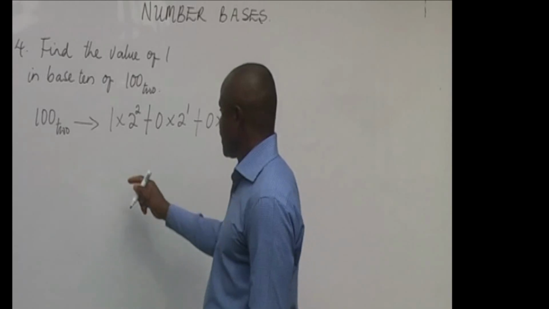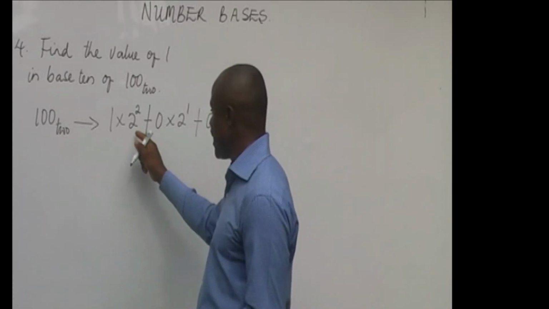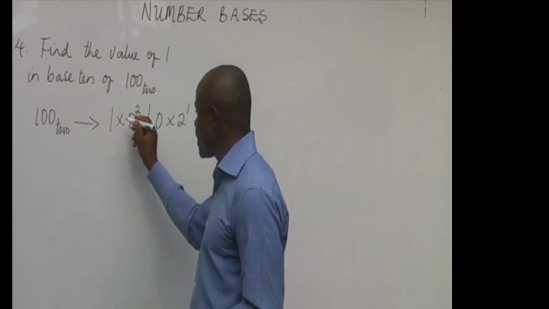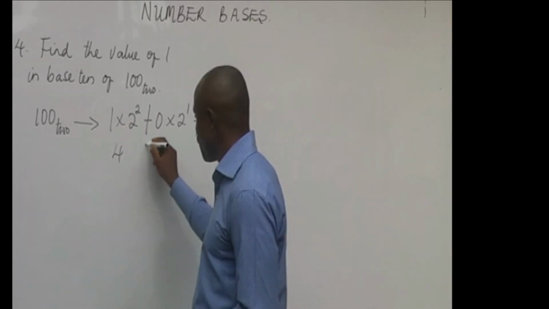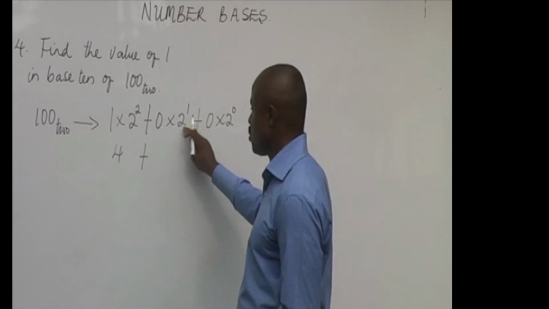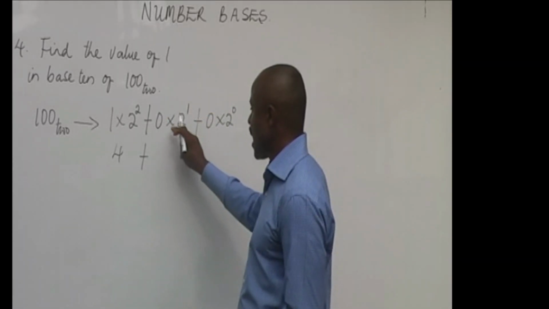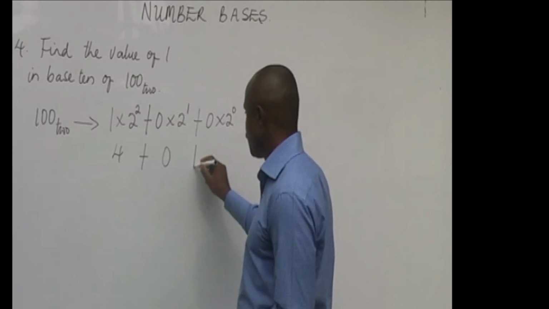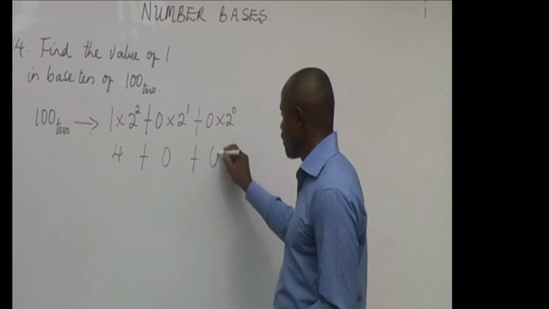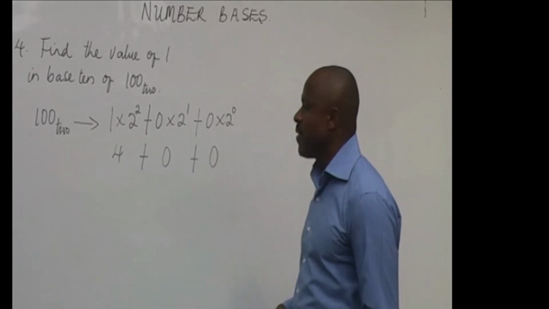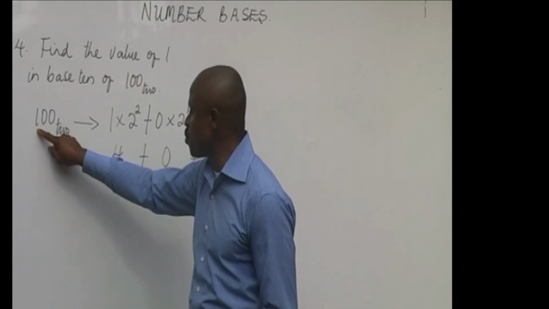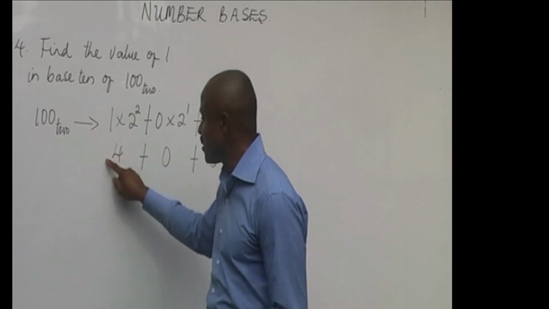Now expand or simplify. 2 squared is 4. So I'm going to have 4 times 1 is 4, plus 0 times 2 exponent 1, you know that 2 exponent 1 is 2, times 0 is 0. Plus 2 exponent 0 is 1, times 0 is 0. Now, you can find out that the one that the question is asking for its value is this first one, and it is in this place.